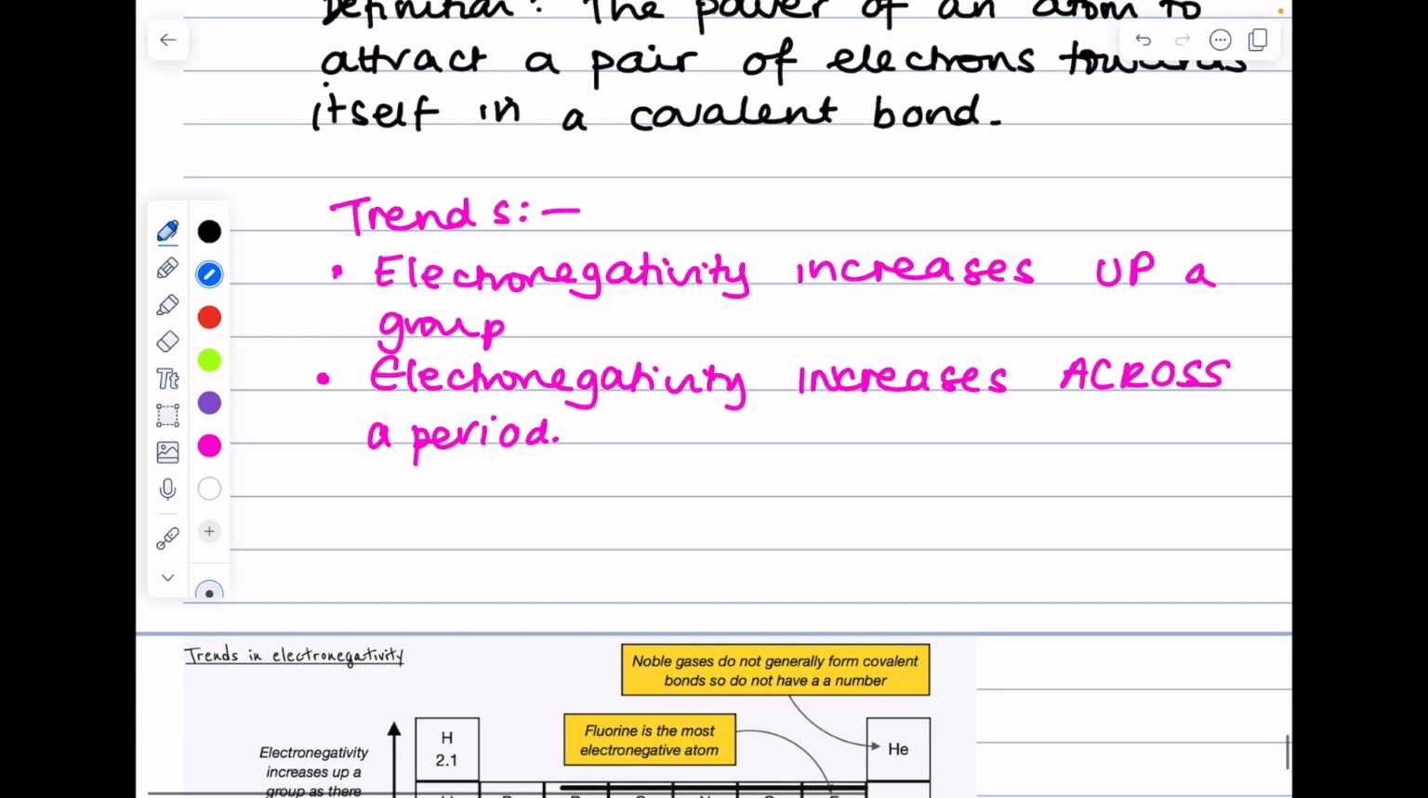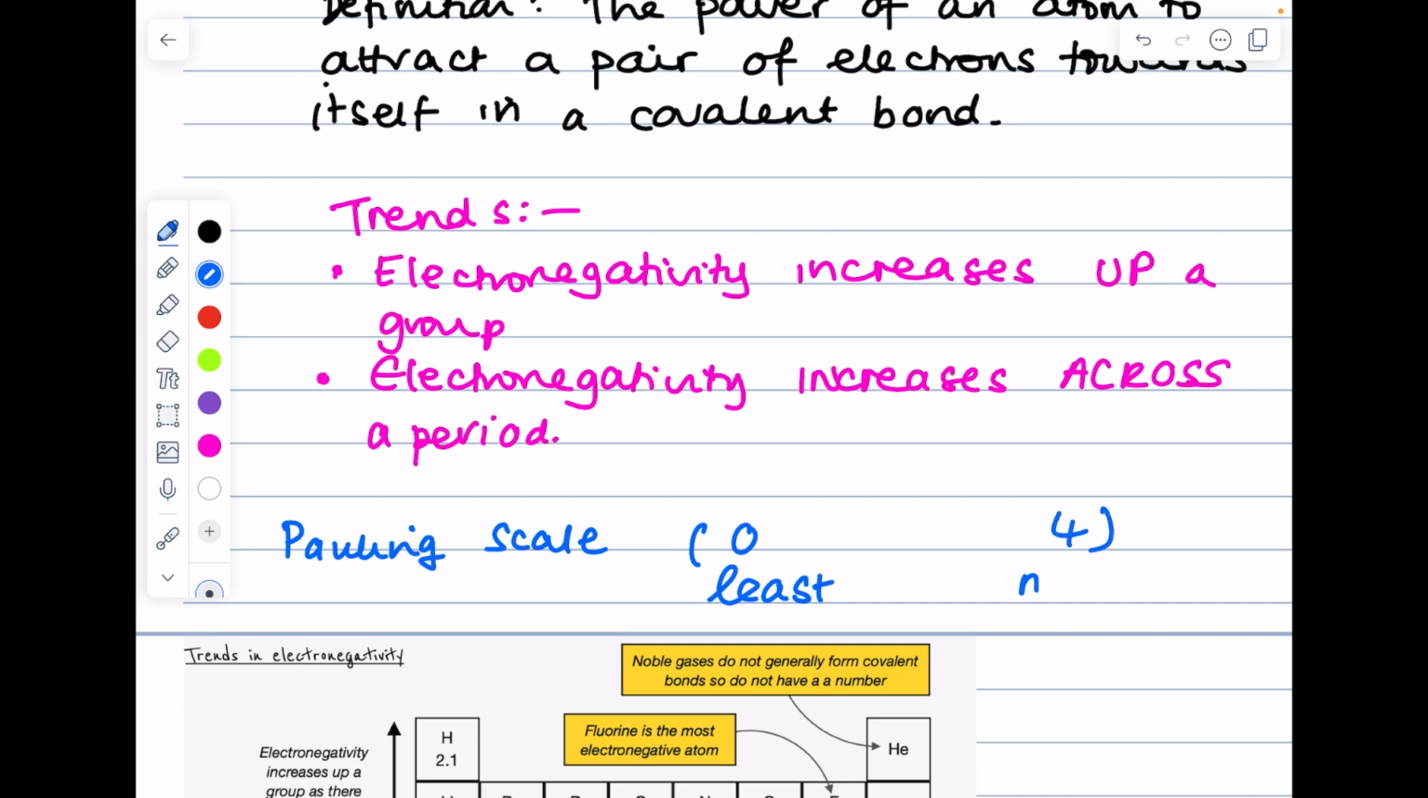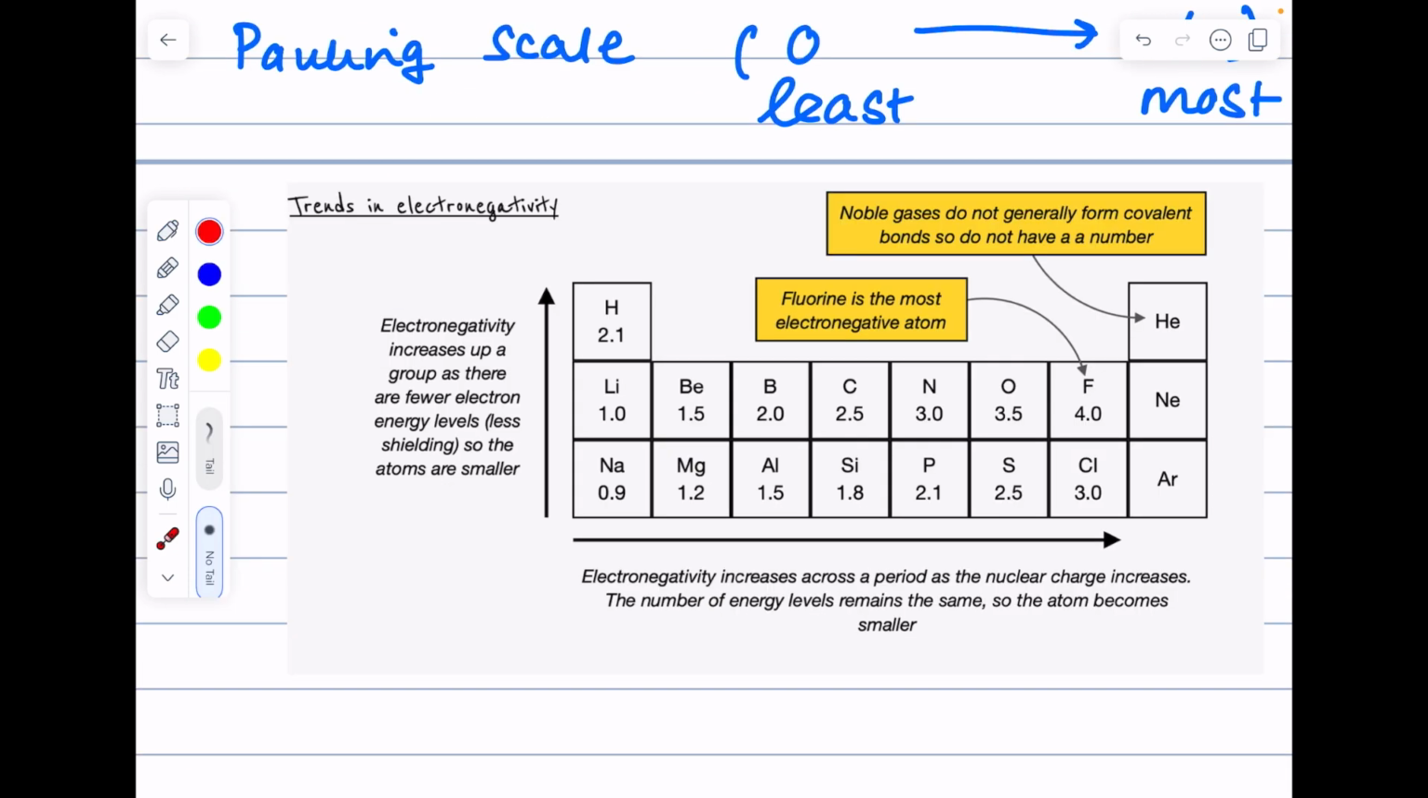We use the Pauling scale for measuring how electronegative an element is. An element with a score of 0 is the least electronegative, and as it moves towards 4, that is the most electronegative. So several things to point out right here, just this small chunk of the periodic table to consider.